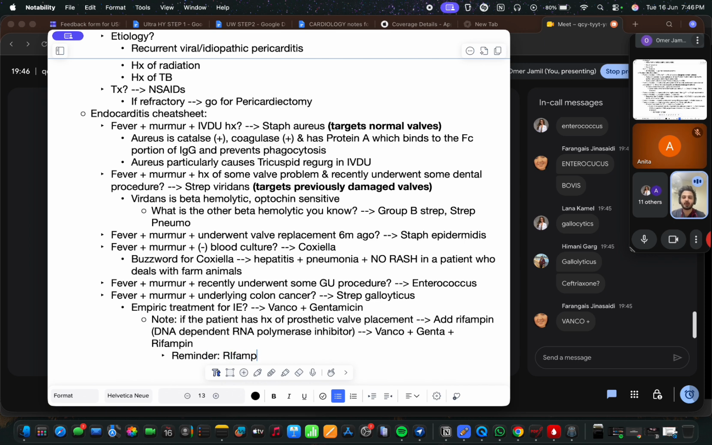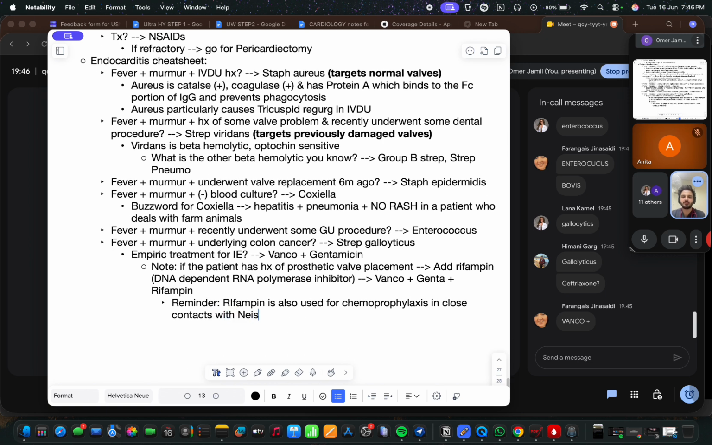Reminder, rifampin is also used for prophylaxis in close contacts with Neisseria meningitidis and Haemophilus influenzae. Okay, another reminder, rifampin is hepatotoxic and causes red urine, orange urine, or tears. Okay, I've seen this clinically happening to a patient.